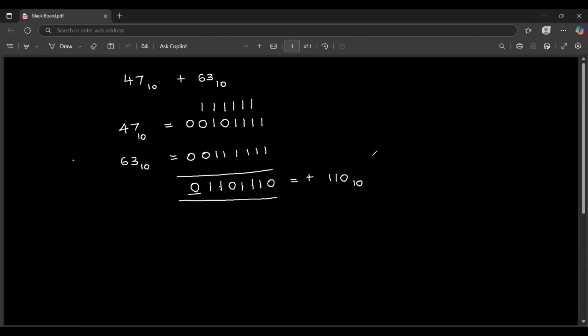Now we will focus on another example, like maybe 60 plus 69 to the base 10. That won't work, because 129 cannot be represented in the 8-bit system, so it will be 60 plus 60. So that makes sense.